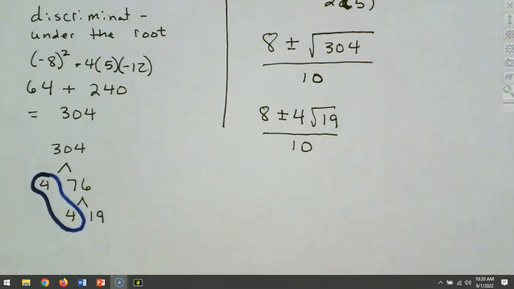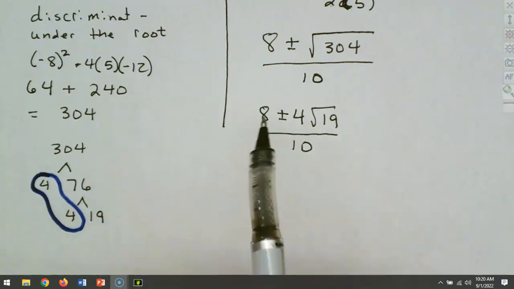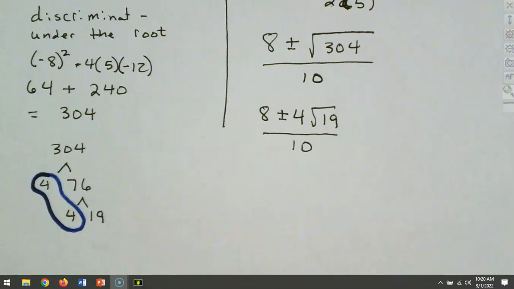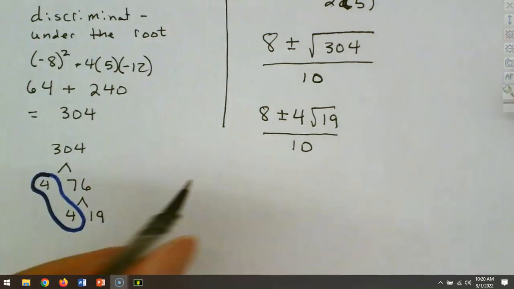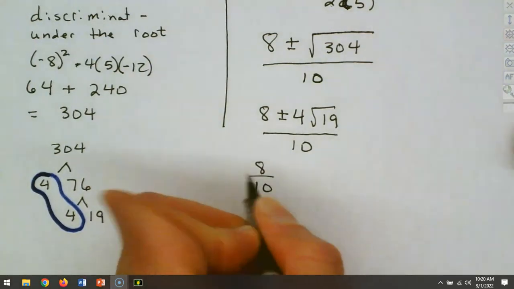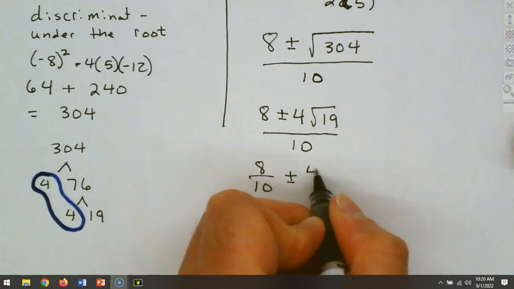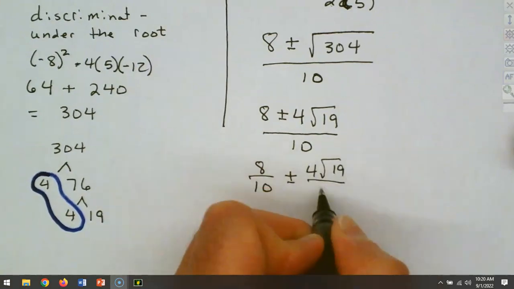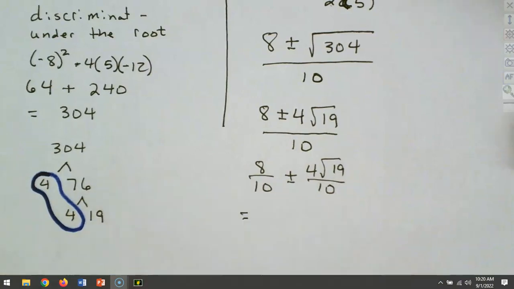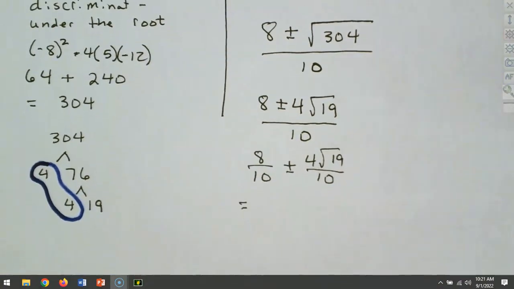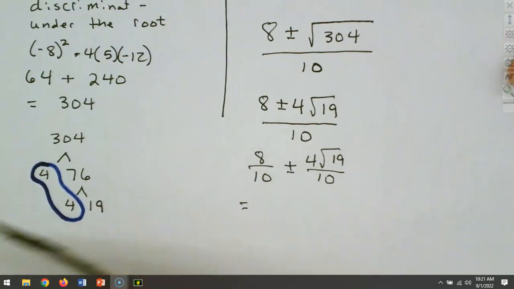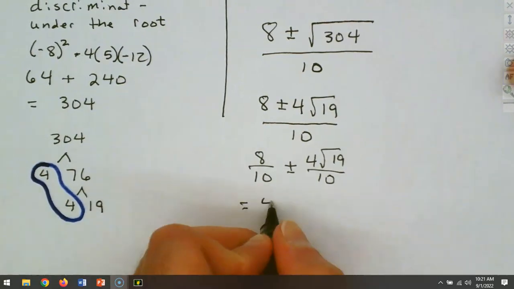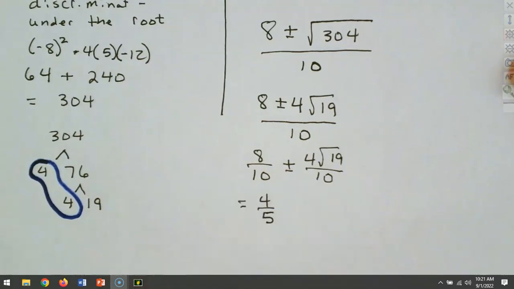Now, we need to see if we can break it down. A lot of times we can break this down, and let's see what we can do. When we look at the 8, the 4, and the 10, do they have something in common? Yes, what I normally do is I rewrite it so it's easier to break down. So I'm going to rewrite this as 8 over 10, and then we've got plus or minus 4, square root of 19 over 10. And what about 8 over 10? What does 8 over 10 reduce down into? Okay, 4 over 5, someone said it. So that reduces down to be a 4 over 5.